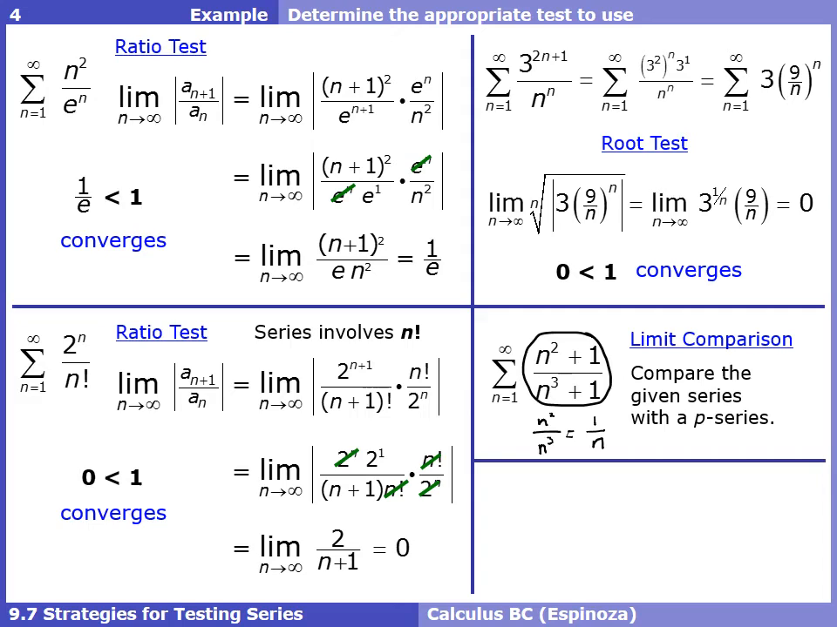But again, I'm just kind of going over some of these strategies. I'm not necessarily going to do these problems in their entirety. So we're going to compare it to the p-series 1 over n. And again, that's just our harmonic series, which diverges.